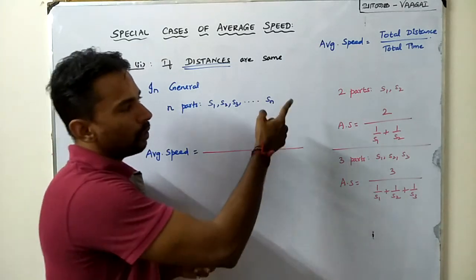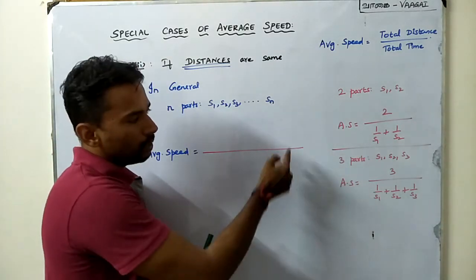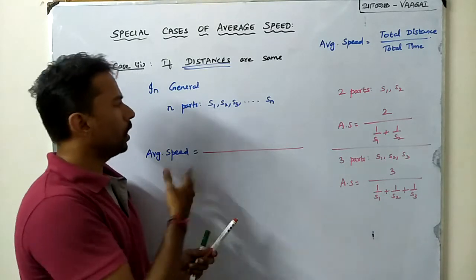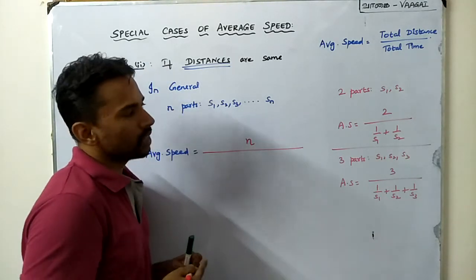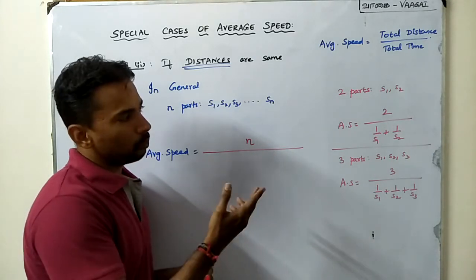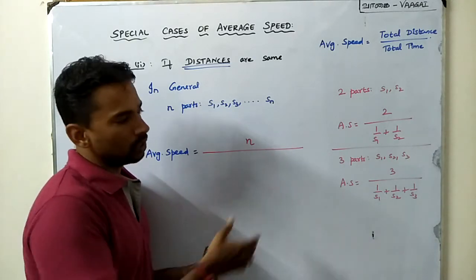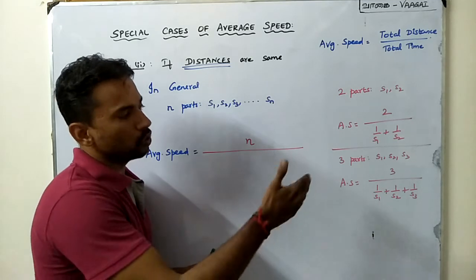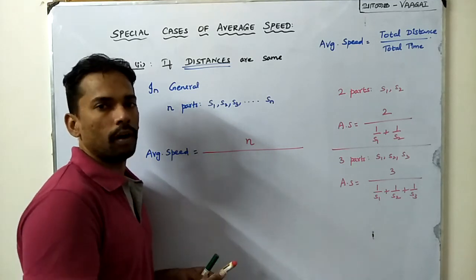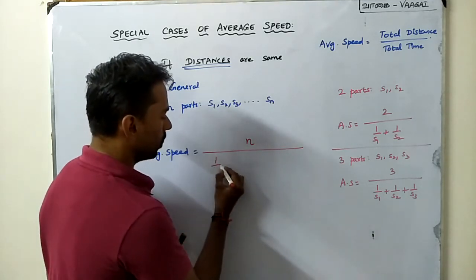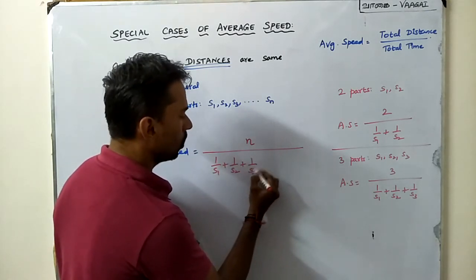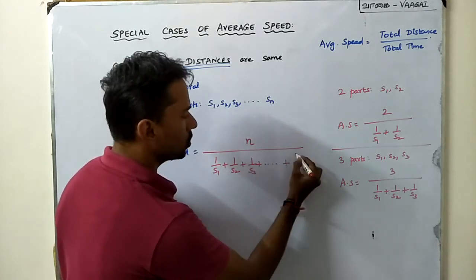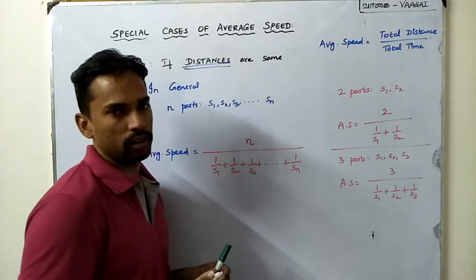When we had 2 parts, we had 2 divided by. For 3 parts, we had 3 divided by. Similarly, for n parts, we must have n divided by. And then see the denominator terms. For 2 parts, we had 1 by S1 plus 1 by S2. For 3, we had 1 by S1 plus 1 by S2 plus 1 by S3. Similarly, for n parts, we should have 1 by S1 plus 1 by S2 plus 1 by S3 and so on, up to the last speed, which is 1 by Sn.